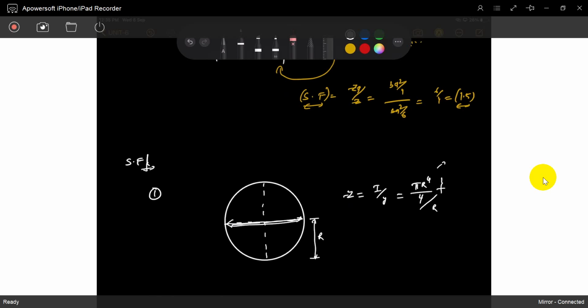Sorry. If you take d, pi d power 4 by 64 will come in d. That's why I confused d and r. If you take diameter, pi d power 4 by 64 will come. If you take r, it's pi r power 4 by 4. Since d is 2r, 2 power 4 is 16, 16 by 64 is 1 by 4. That is what I confused. So taking this, you will get pi r cube by 4. That is the section modulus.